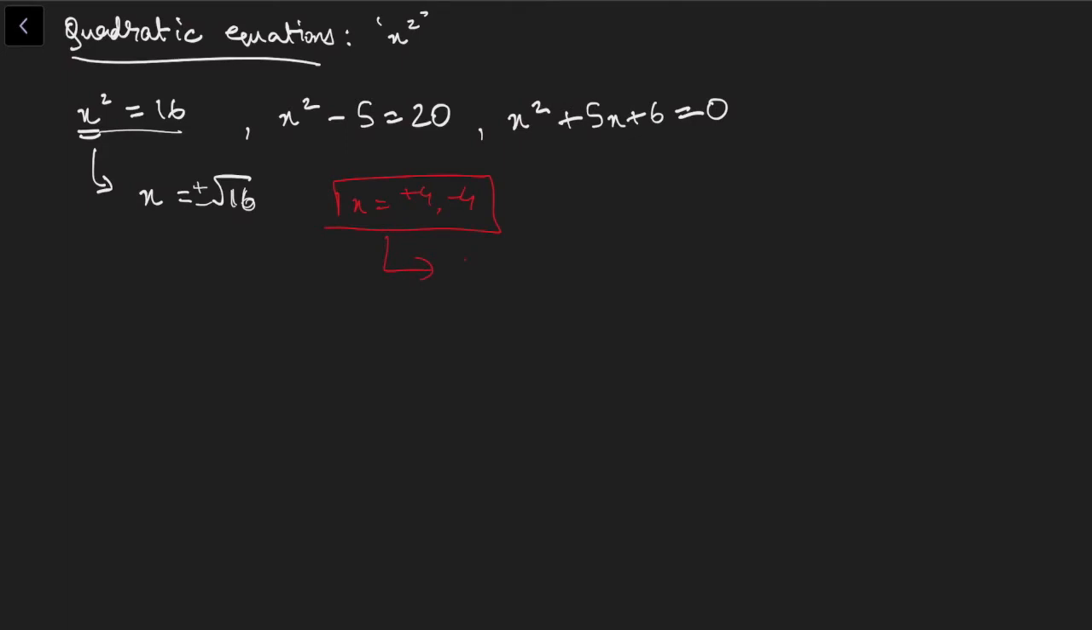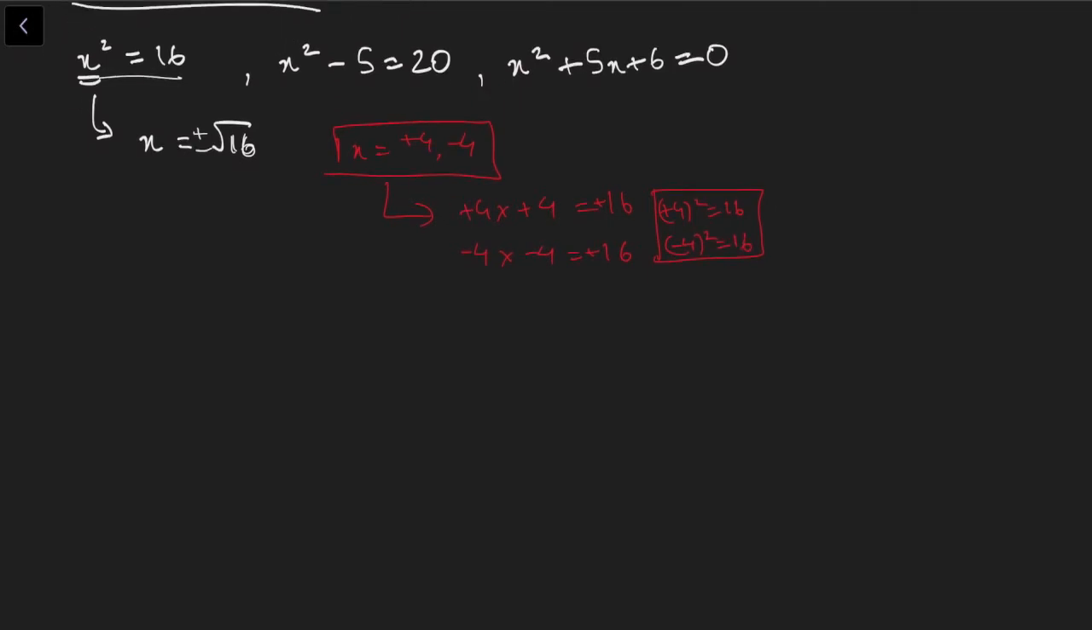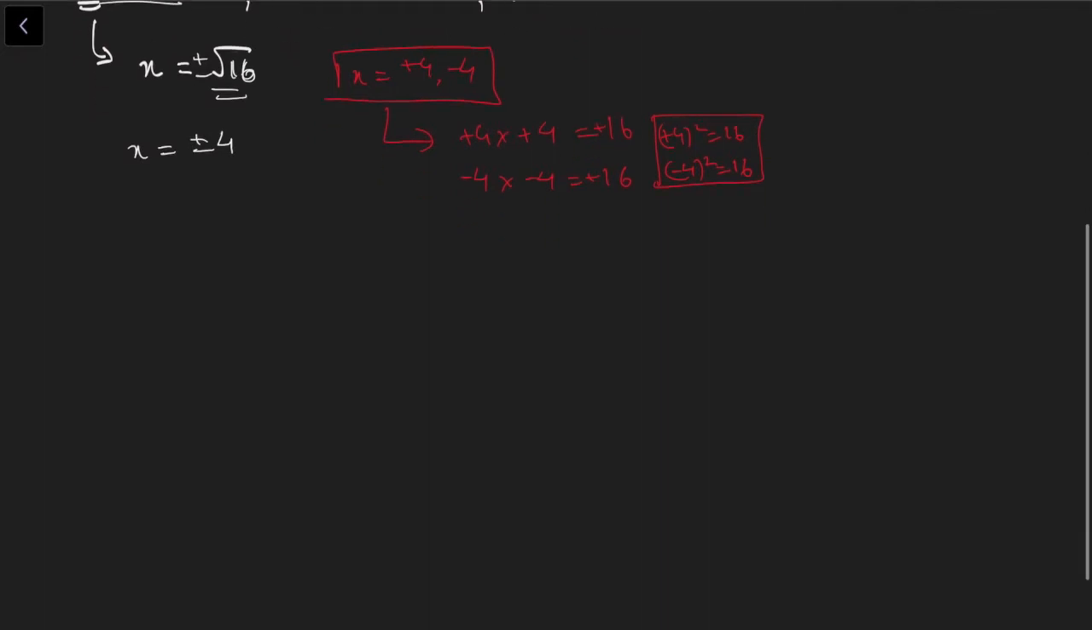And this is because plus 4 into plus 4, that is 4 squared, is equal to 16. But also minus 4 into minus 4 is equal to 16. They're both equal to plus 16. So this can be written as plus 4 the whole squared is equal to 16, or minus 4 the whole squared is equal to 16. And therefore the square root of 16 will be a plus or minus 4. So x is equal to plus or minus 4.